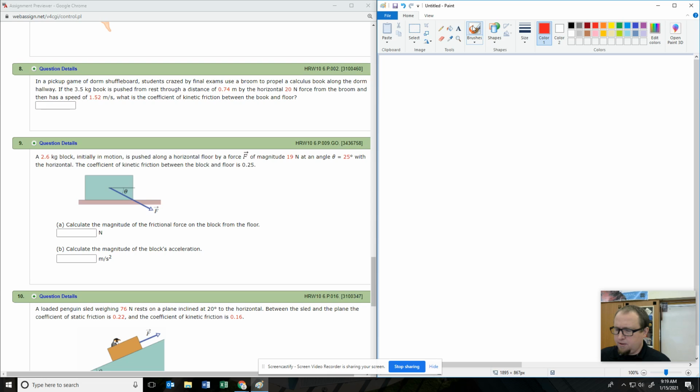Problem is you're pushing into the ground. So let's find out how much you're pushing into the ground. This will be 19 cosine of 25. This will be 19 sine of 25. Let's get these two values. Cosine of 25, 17.2. Or 19 sine of 25, just 8, rounds to 8.